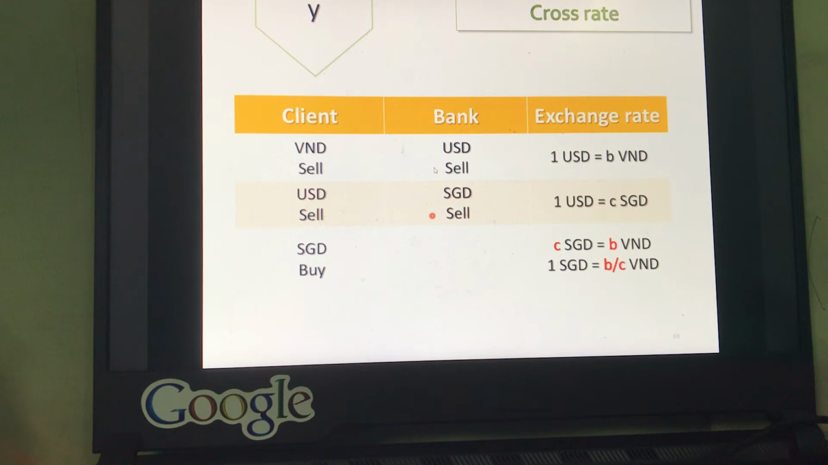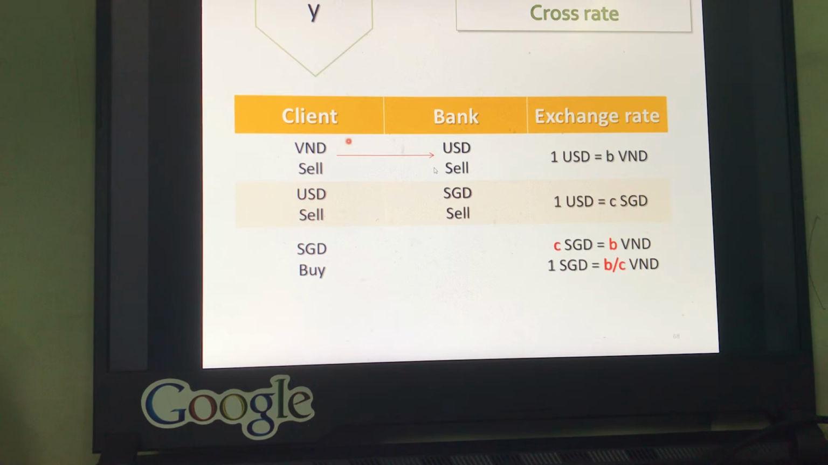For the offer rate, how to compute the offer rate? Okay, so for the offer rate, the client holds the term currency in hand. Okay, the client starts with some amount of the VND. Let's start. The client holds 1 VND in hand. Okay, what should the client do? The client will sell the VND to the bank in order to get the USD, okay?